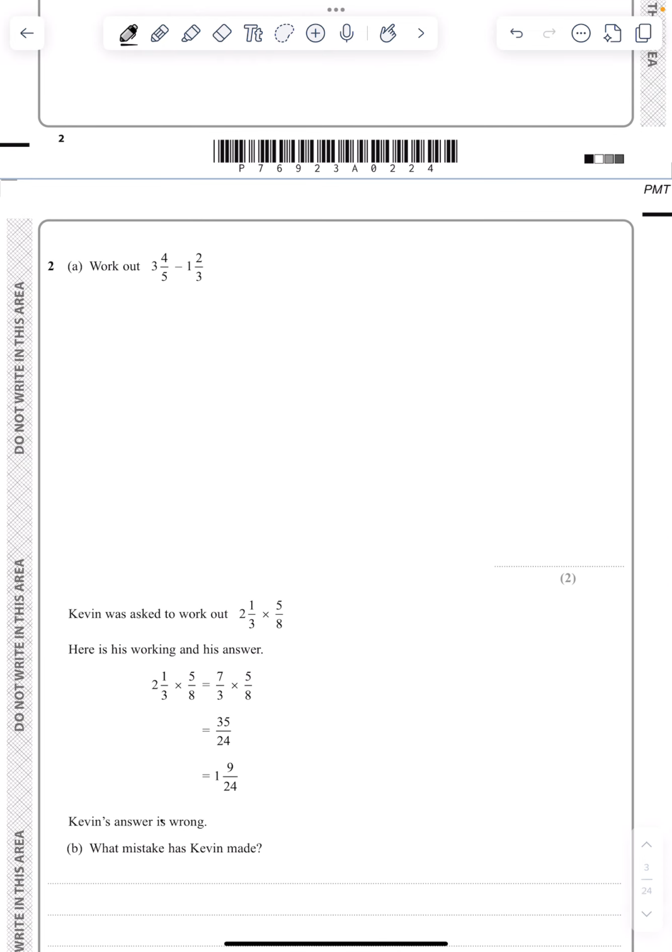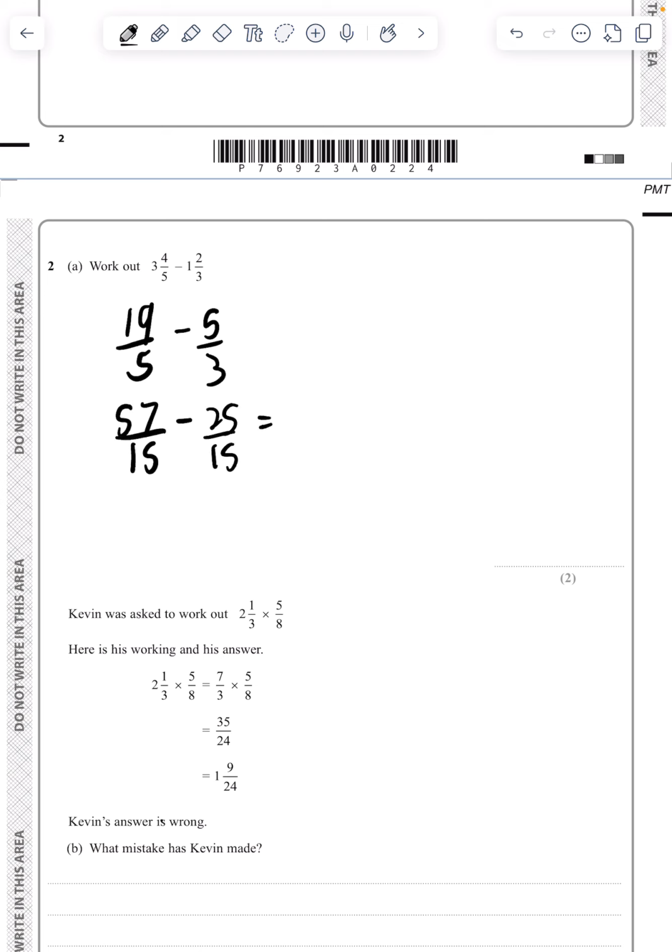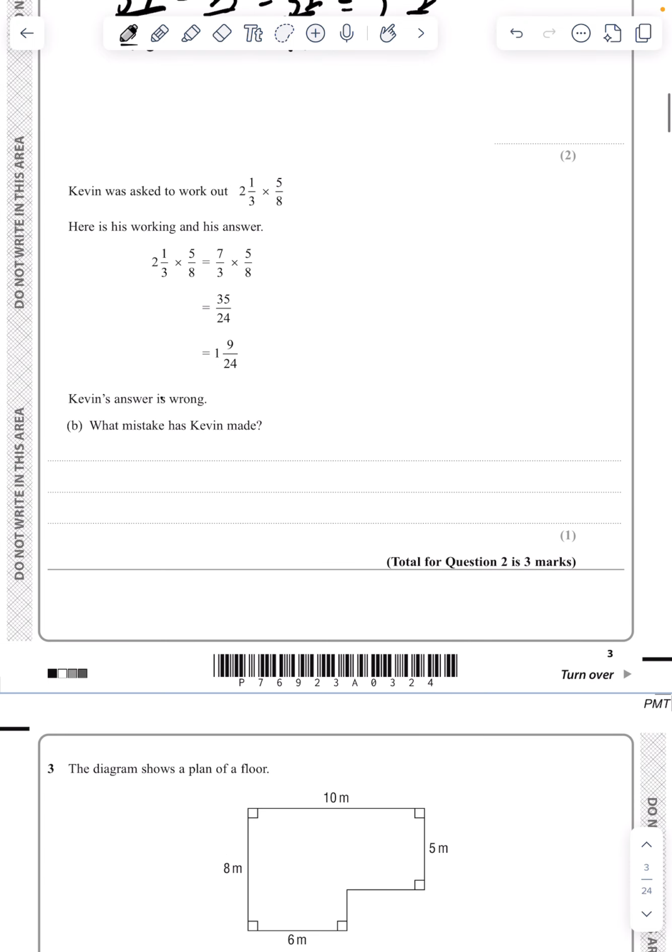Next one, just simple stuff again. Convert and do that. Make into the same denominator. Next one. This step is wrong, so when I'm working.